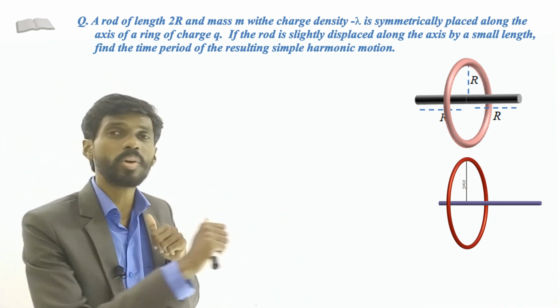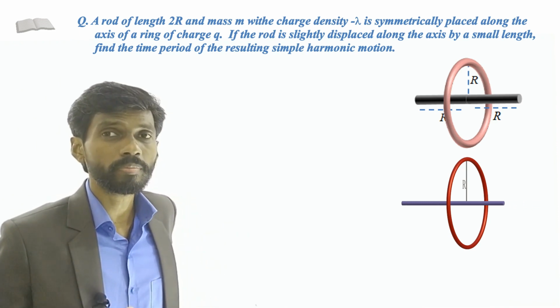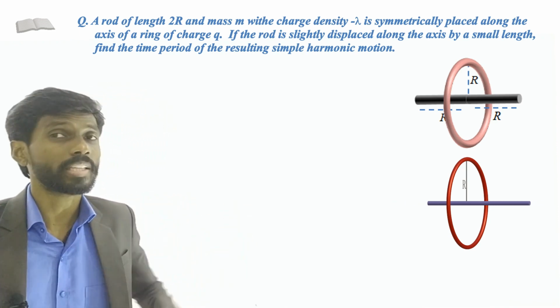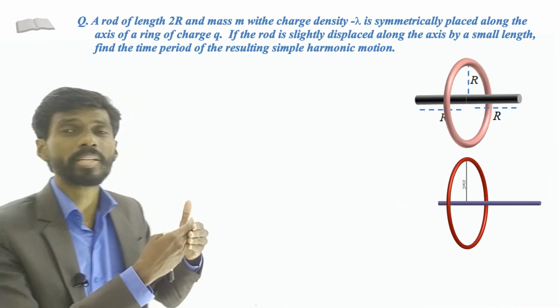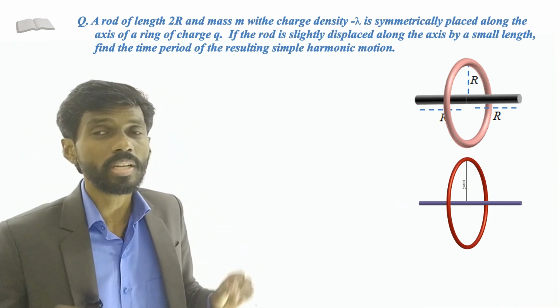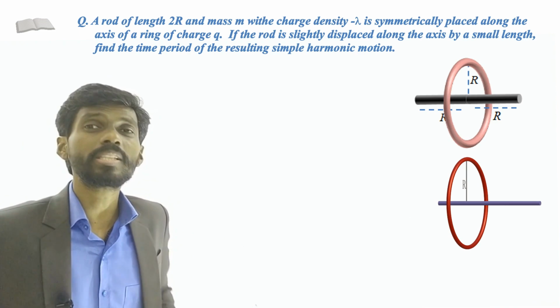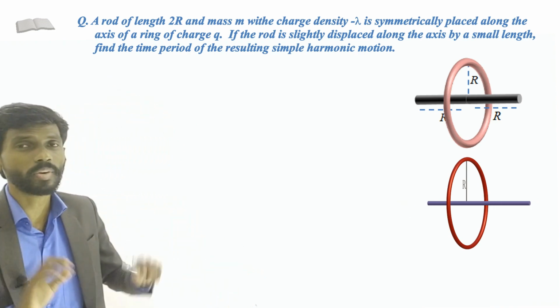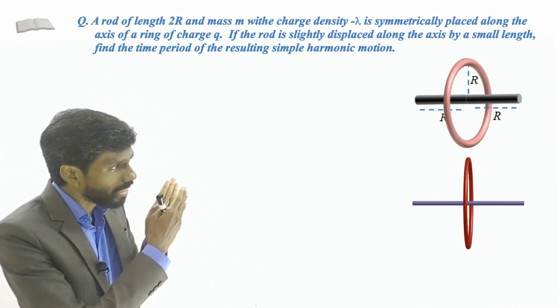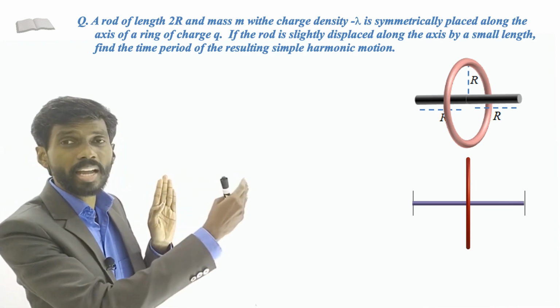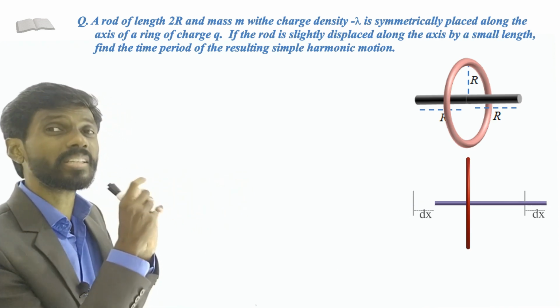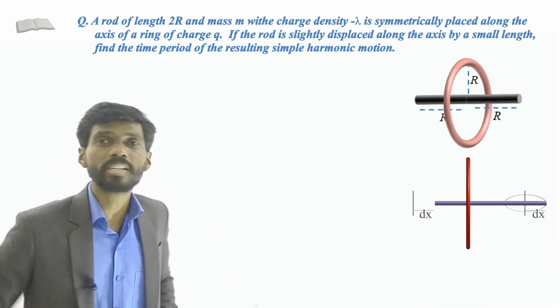When there is a force towards the center, there will be an oscillatory motion. Because it is a stable equilibrium, there will be an oscillatory motion. For small disturbances, it will be a simple harmonic motion. So we need to find the time period of this simple harmonic motion. Alright, that is the question. Now we slightly disturb this rod. We move this rod slightly by a small distance dx. We move this by distance dx.